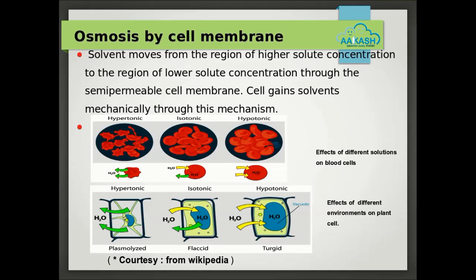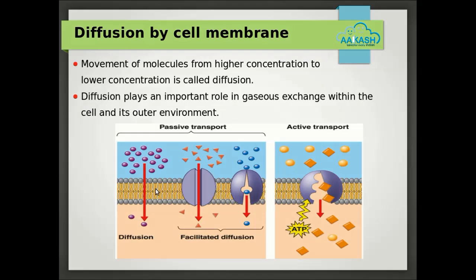Osmosis by cell membrane. Osmosis means the movement of solvent from a higher solute concentration to a lower solute concentration. In a biological system, cells gain water through osmosis when it passes through the selectively permeable plasma membrane. The images show the effect of different media on the blood cells and plant cells.